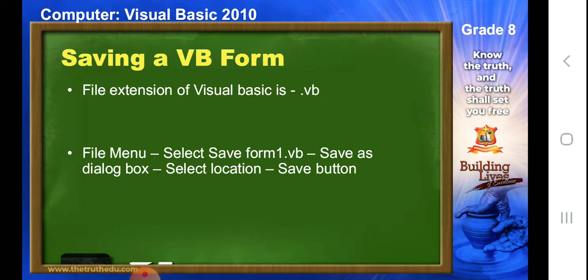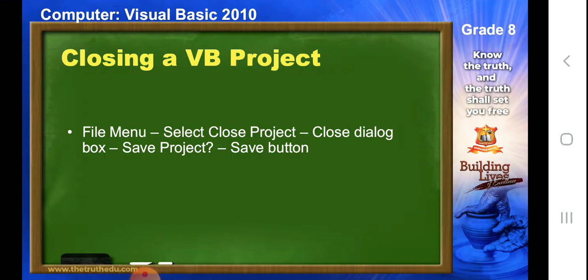Now students, what is the file extension of Visual Basic? The file extension of Visual Basic is .vb. I repeat, the file extension of Visual Basic is .vb, and I want all of you to make a note of this on page number 129, just next to saving a Visual Basic form. This is very important.